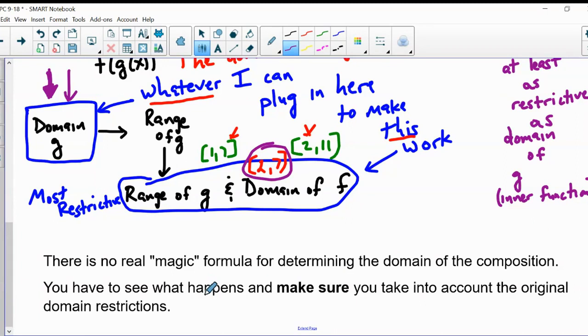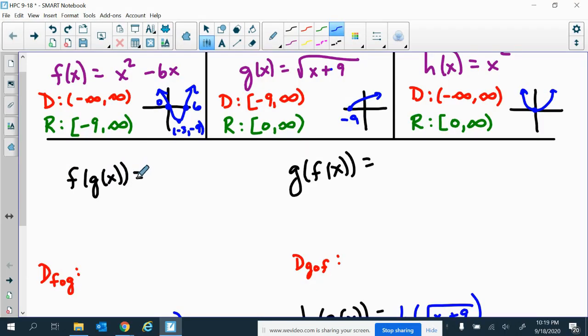And there's no real magic formula for determining the domain of the composition. You kind of just have to look at it and see what happens, but make sure that you take into account the original domain restrictions, because it's at least as restrictive as the original. Let's analyze 4 examples.